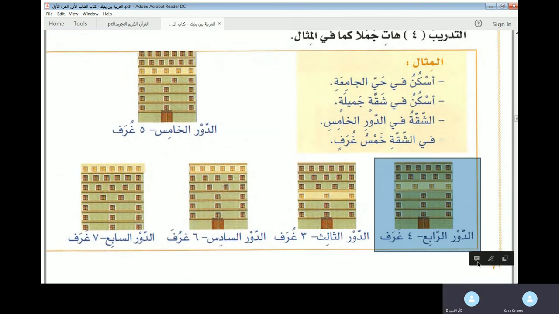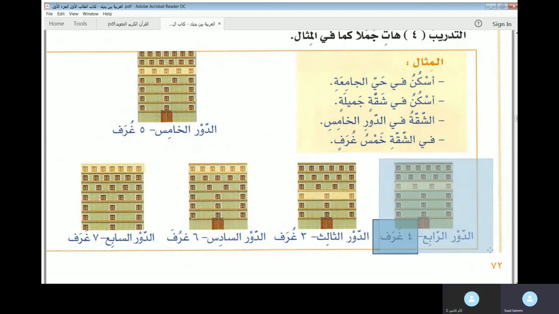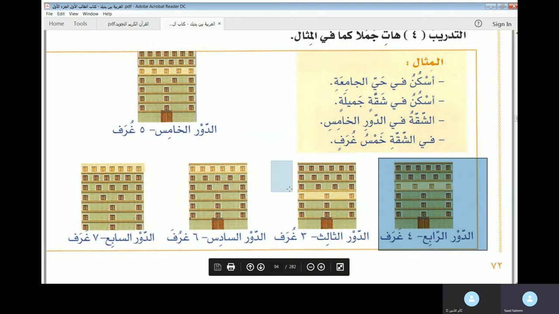Now tell me how many rooms are in the apartment. It has, okay. Fi shakkati arba'u ghurafin. Arba'u ghurafin.